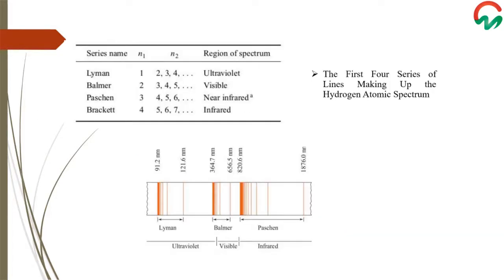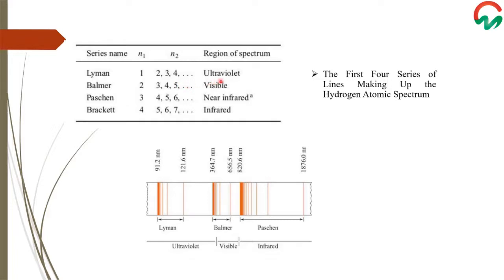Other than Balmer series, several other lines were also found in hydrogen atomic spectrum. This is the table showing the four major lines that make up the hydrogen atomic spectrum, including Lyman, Balmer, Paschen, and Brackett. Lyman series starts by giving the integer value n1 equals 1, and n2 here can have a value 2, 3, 4 up to infinity, and it occurs in the ultraviolet region, where Balmer series starts by giving n1 equals to 2 and n2 can have a value of 3, 4, 5 and so on.